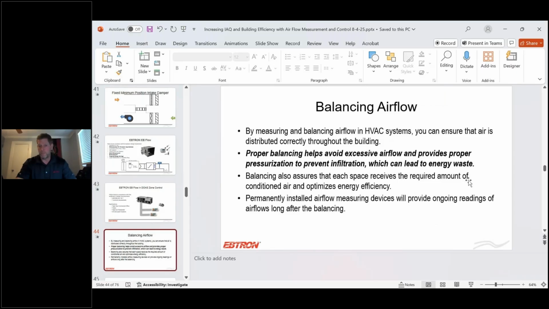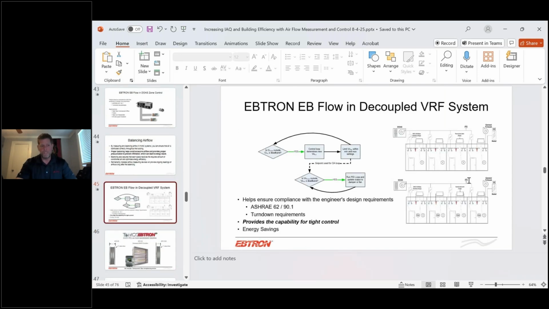For balancing flow, it's similar to what I just talked about with the DOAS zone control. Proper balancing helps avoid excessive airflow, provides proper pressurization, prevents infiltration, again, indoor air quality and reduction of energy. They go hand in hand. This shows an example if you're doing VRF systems and you have a common exhaust, maybe you're using an energy recovery unit to supply some makeup air to each of those spaces, right? And how are you measuring and controlling those airflow rates into each space? So it's very important to have the proper kind of measurement and control.